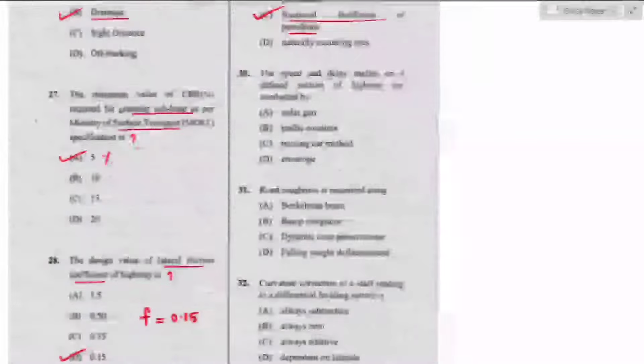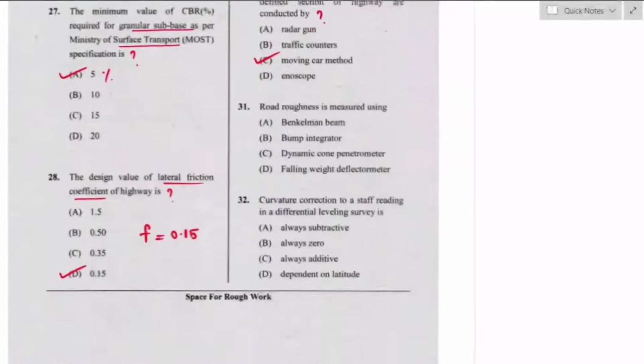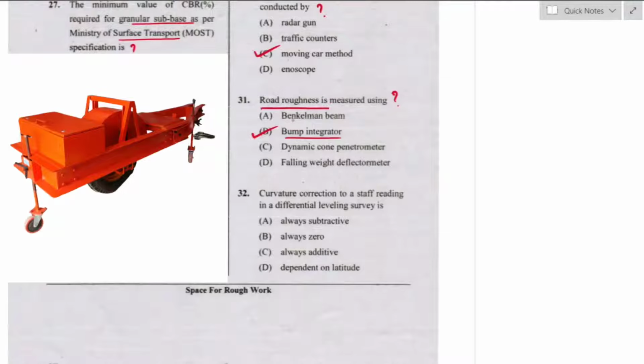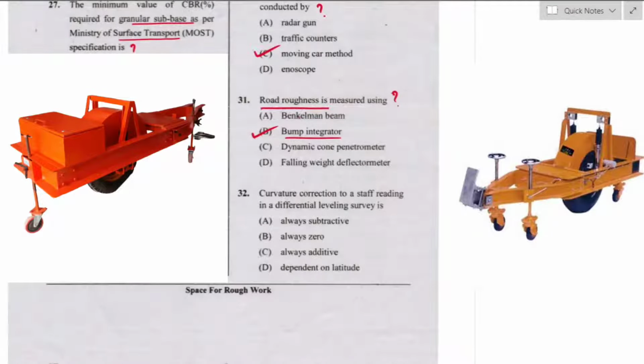Question number 30. The speed and delay studies on a defined section of highway are conducted by. The speed and delay studies are conducted by moving car method. Option C is the right answer. Question number 31. Road roughness is measured using bump integrators. Option B is the right answer. In the following figure, you can observe the bump integrators installed to measure the roughness of the road. They are now commonly installed on the floor of the vehicle with a cable connecting to the suspension to evaluate the roughness of the road.